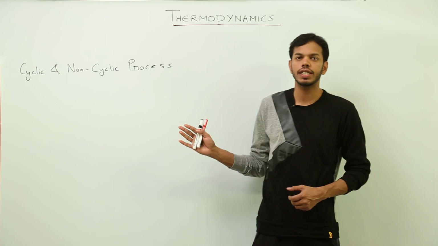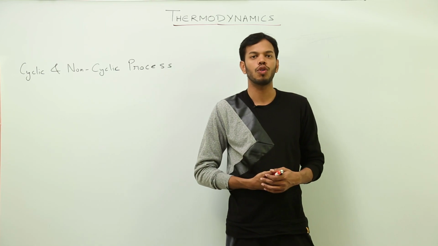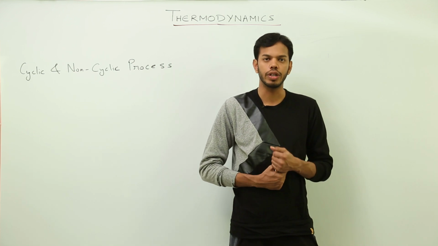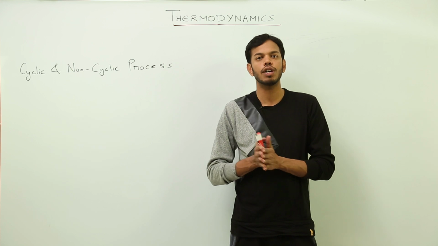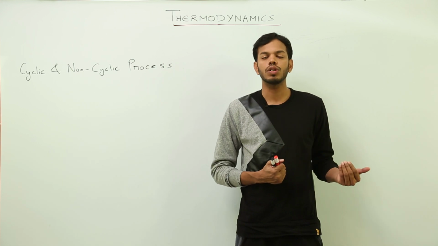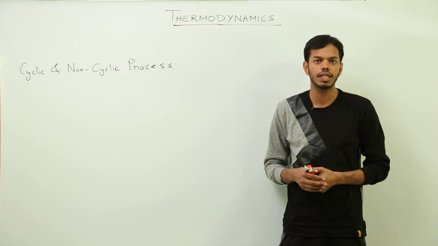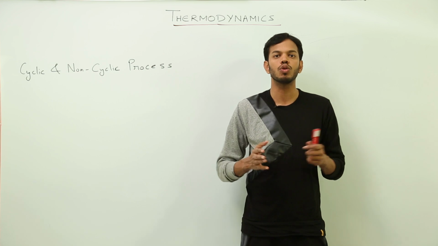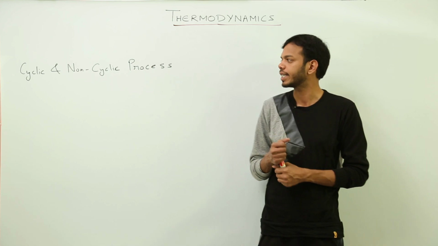So the processes which we have discussed so far are what? Isothermal process, adiabatic process, then isobaric and isochoric processes. We have different sets of regulations governing those processes. In an isothermal process the temperature remains constant, in an isobaric process pressure remains constant, in an adiabatic process there is no exchange of heat from system to surrounding, etc.